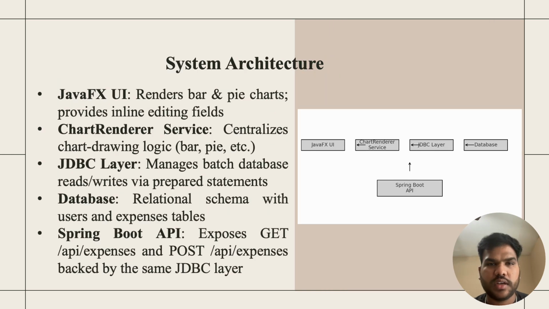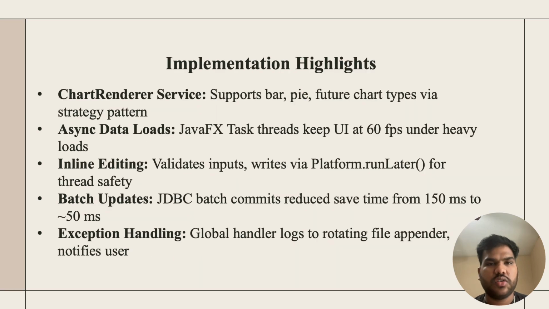And here's the high level system architecture. The JavaFX UI calls the chart renderer service to transform raw expense data into bar or pie models. The service uses the JDBC layer for all database operations against our normalized users and expenses tables. The Spring Boot API also leverages the same JDBC layer to serve GET and POST requests, ensuring a single source of truth.